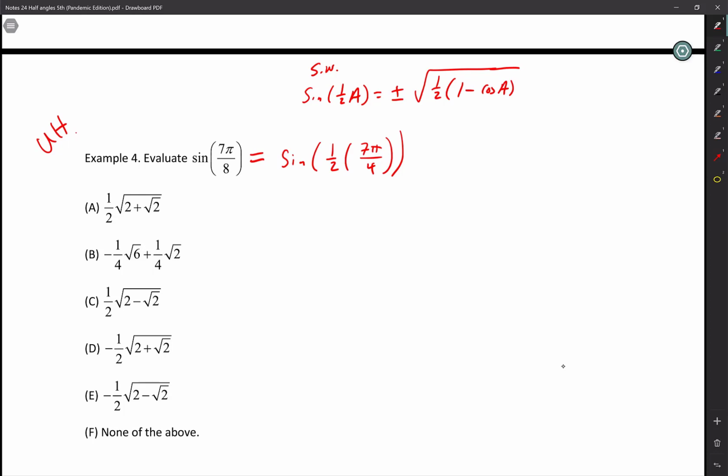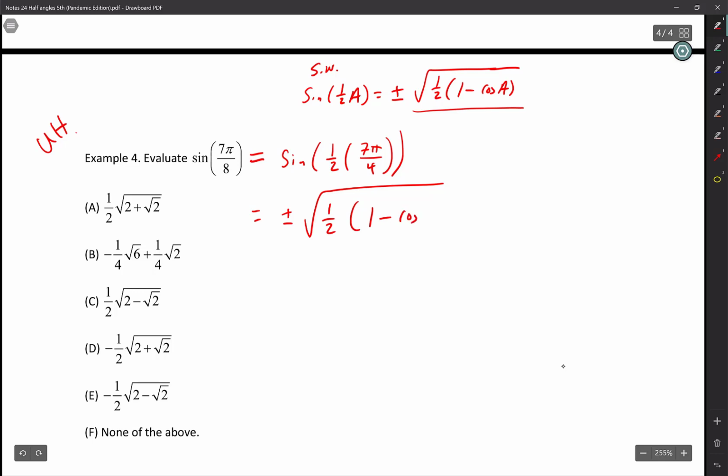So all we are doing is rewriting the formula. That's all you're doing, guys. So I'm just rewriting this part. Plus minus square root of 1/2 times (1 minus cosine of A). What is my A? A is 7 pi over 4. Have I lost anyone? All right, next.